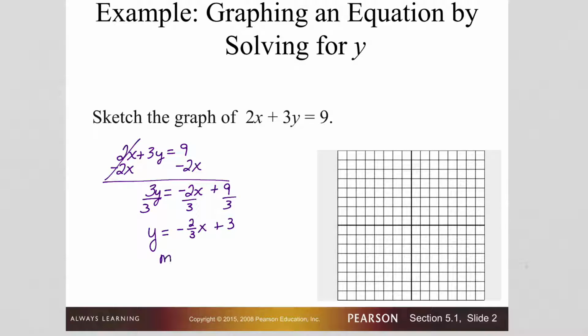That means that my slope is negative 2/3. My y-intercept, or my b, is at 0, 3. Start here. I'm going to start at 0, 3. So on the y-axis, which is my vertical axis, I'm going to go up to 3: 1, 2, 3. From this dot, I do my slope. My negative 2/3 means down 2, right 3, down 2, right 3. Or it could mean up 2, left 3.